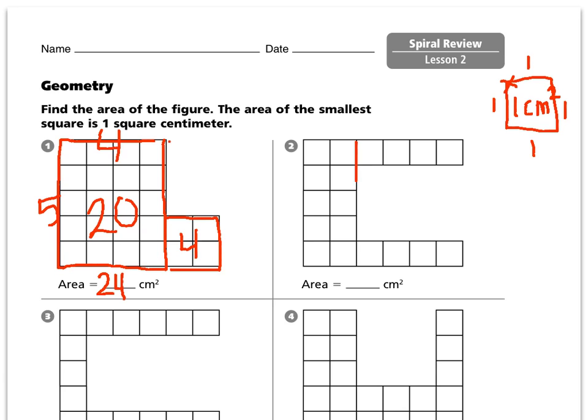Number 2, I'm going to do the same thing, break it up, and I have a 2 by 5, which is going to be 10. And then I can see that I have 4 here and 4 down here. 10 plus 4 is going to be 18 centimeters squared.